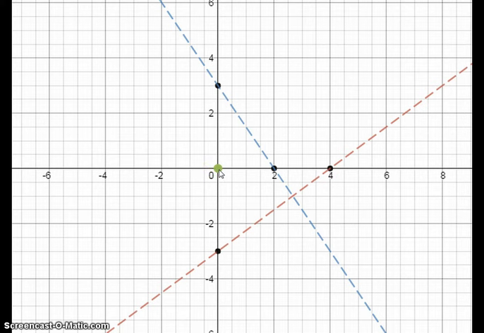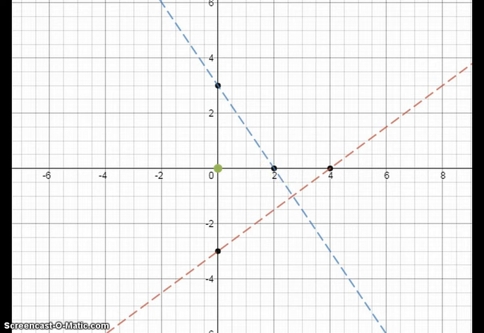So if you plug in (0, 0) and you get a false statement out of your inequality, that tells you that (0, 0) is not part of the solution, and the half plane containing (0, 0) would not be shaded. If in fact plugging (0, 0) into your inequality gives you a true statement, then the point (0, 0) would be part of your solution and you would shade that side of the line. So we're going to do that separately for each of the blue and the red lines.